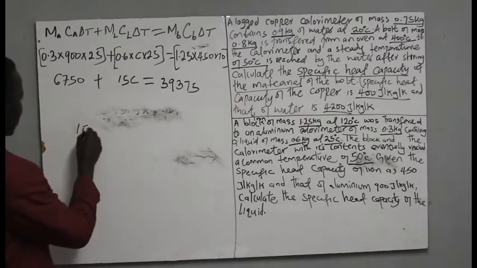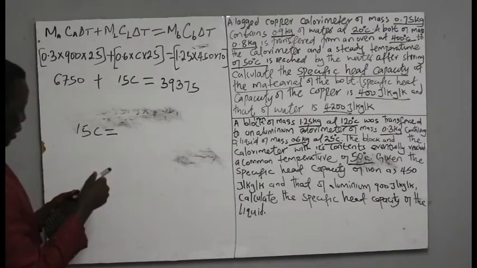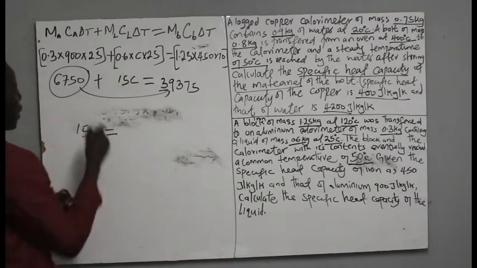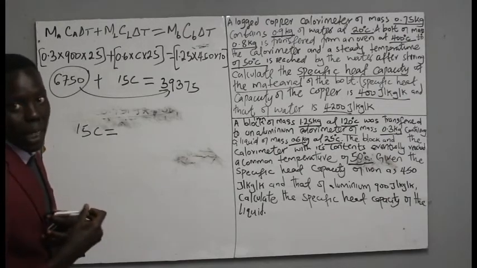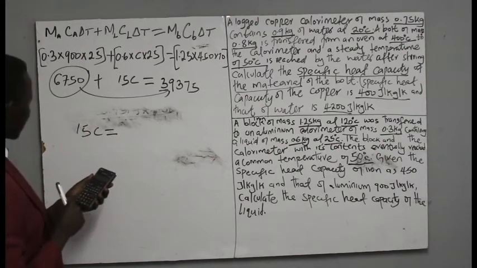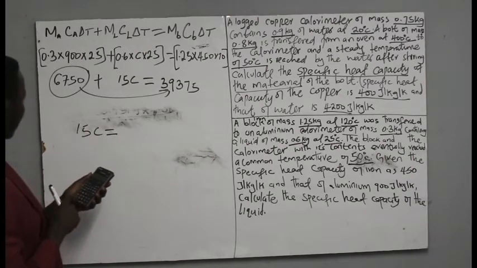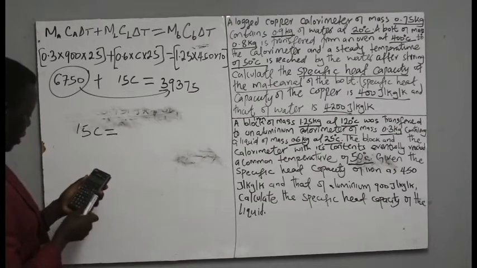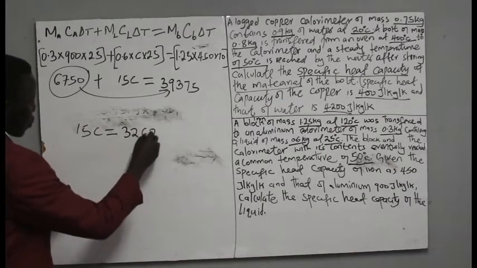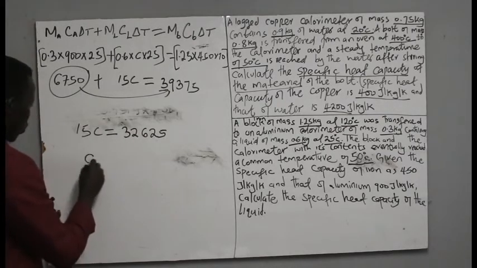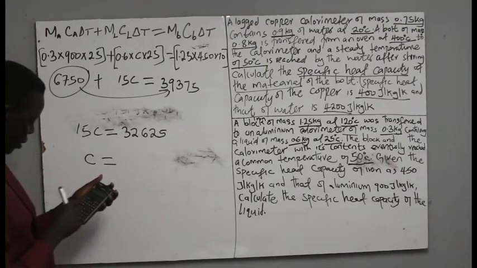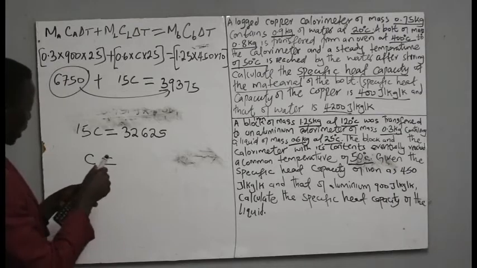So 15C should be equal to 39,375 minus, it's a positive, but when it crosses the equal sign, it becomes a negative. So 39,375 minus 6750. We get 32,625. Then for the value of C, you take that answer and divide by 15. You get 2175.